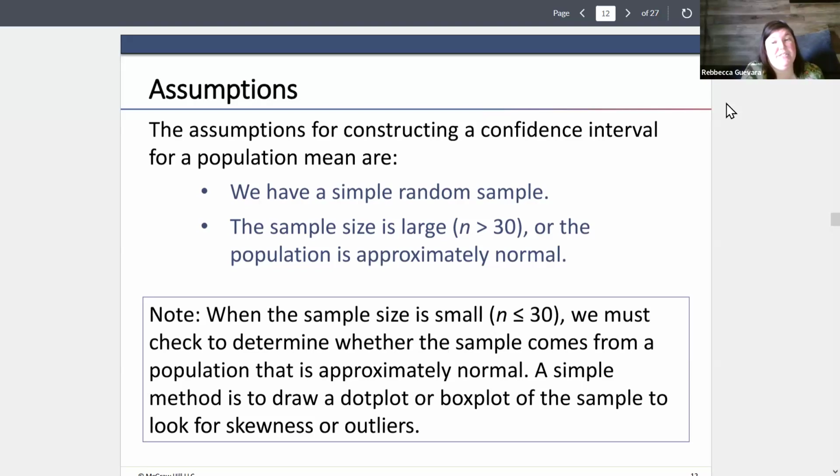So note, when the sample size is small, or less than 30, we must check to determine whether the sample comes from a population that is approximately normal. A simple method is to draw a dot plot or a box plot of the sample to look for skewness or outliers. Okay, so that's just something to look for. You may actually have to go back and look at your original population.